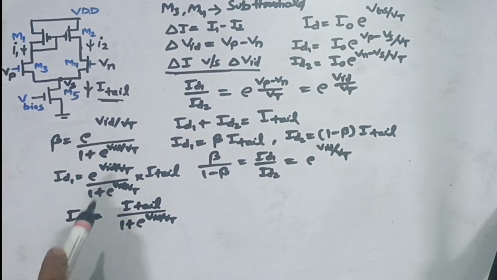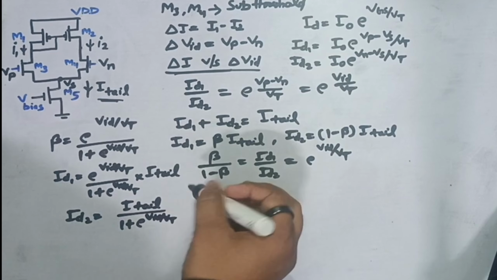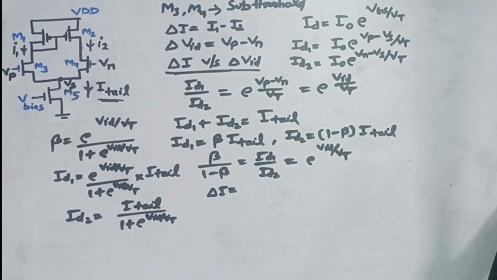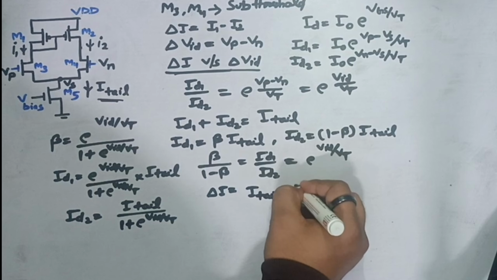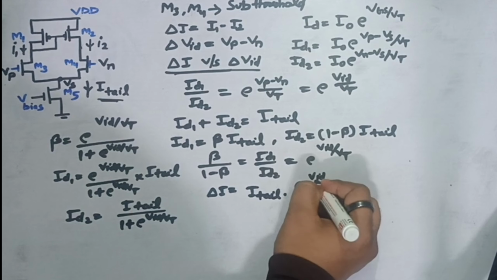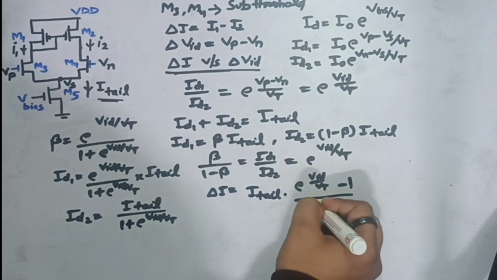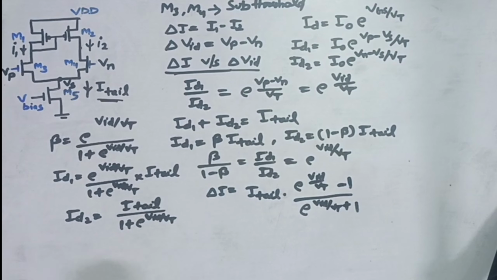Now, if you see, we already have arrived at the term of VID, and the question was asking to plot between delta I versus delta VID. So we need to first find out the value of delta I. We know ID1 and ID2, so we can find delta I, which would be equal to ID1 minus ID2. If you subtract these two, you will get I tel into e to the power VID upon VT minus 1 divided by e to the power VID upon VT plus 1. This is the value which you will get.